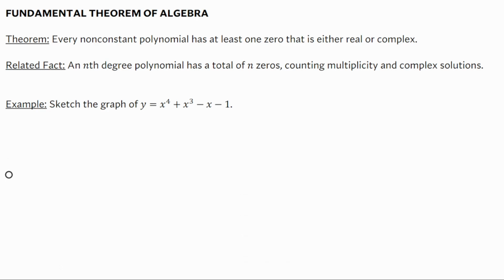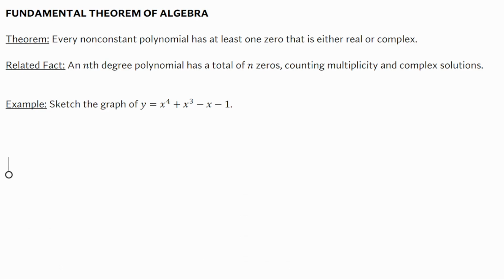Okay, now another example I want to work is sketching the graph of y equals x to the 4 plus x to the 3 minus x minus 1. I don't know about this. Hold on. Oh, okay. Yeah, I see where this is going. This is just going in a direction I didn't expect it to. I should have. I wrote these notes, but I guess it was a while ago.